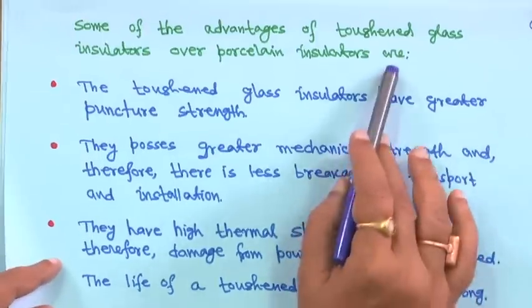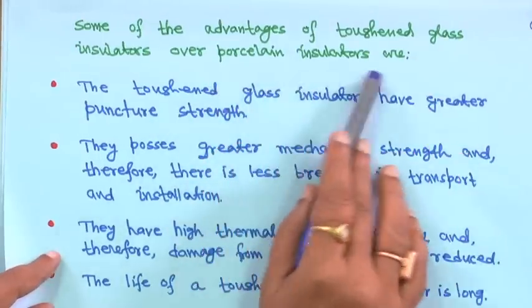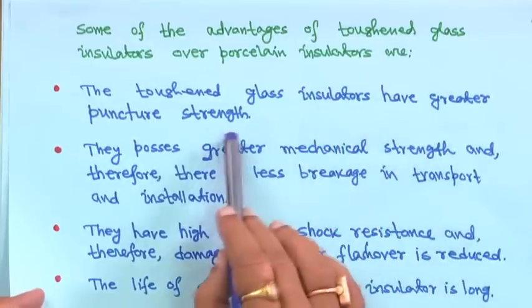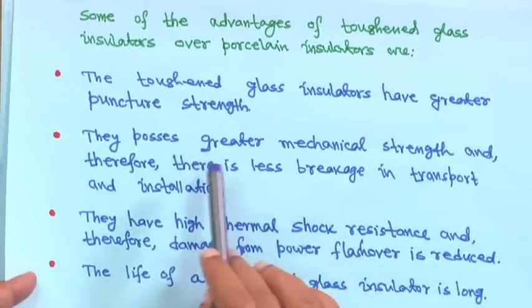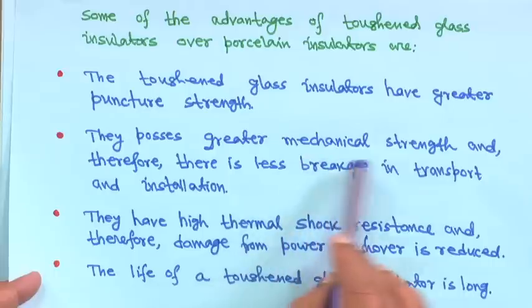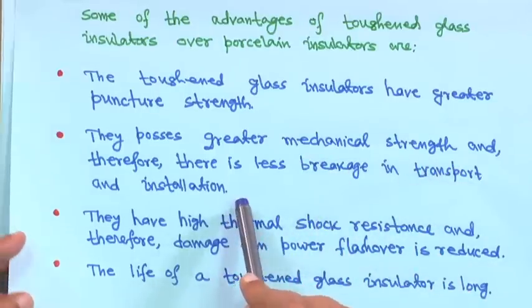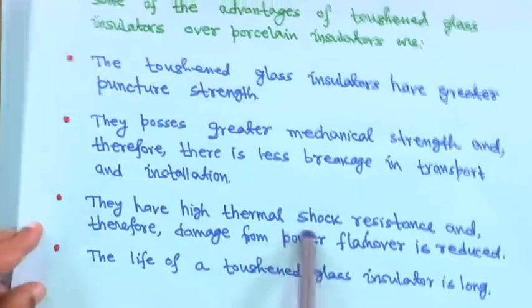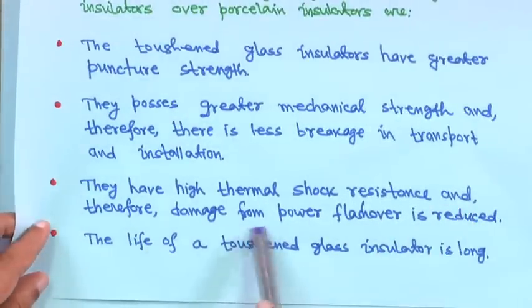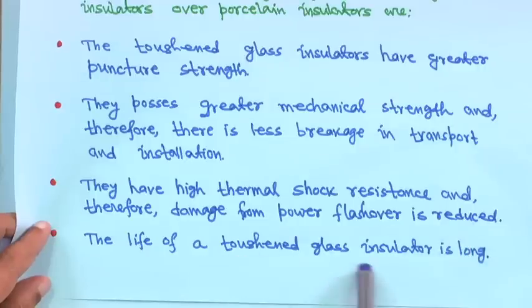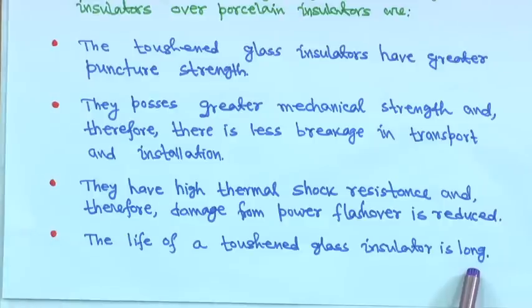Some of the advantages of toughened glass insulators over porcelain insulators are these. The toughened glass insulators have greater puncture strength, this is true. They possess greater mechanical strength, and therefore, there is less breakage in transport and installation, this is also true. They have high thermal shock resistance, and therefore, damage from power flashover is very much reduced. The life of a toughened glass insulator is long. These are the advantages.